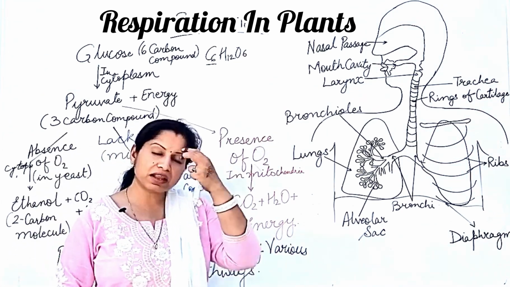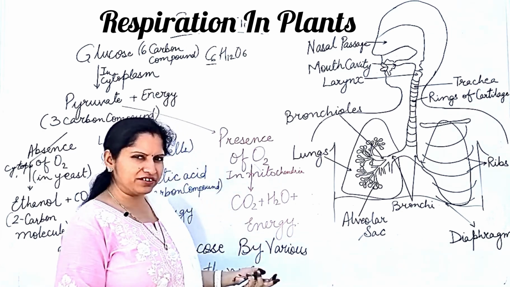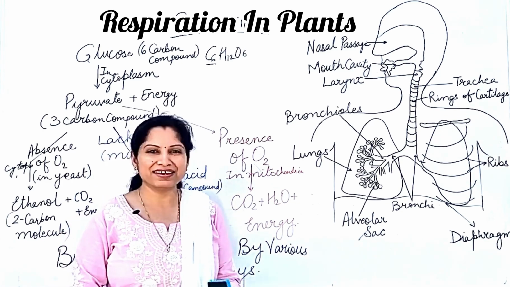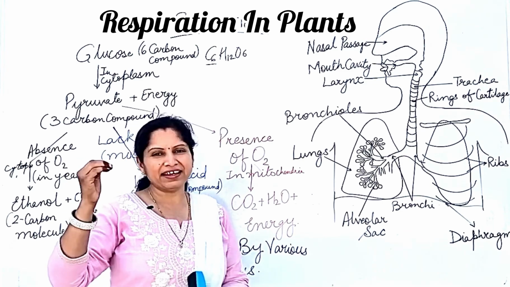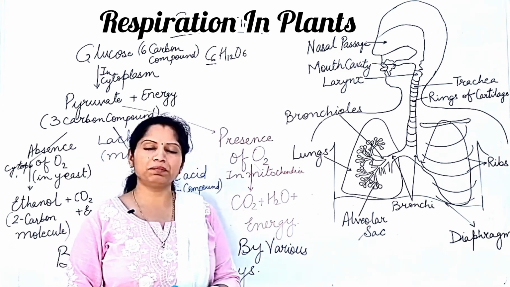But respiration in plants is a very slow process. They don't require much energy. They are just standing at one place only, not moving here and there. So, their energy requirement is low. So, the respiration process is also very slow in plants.